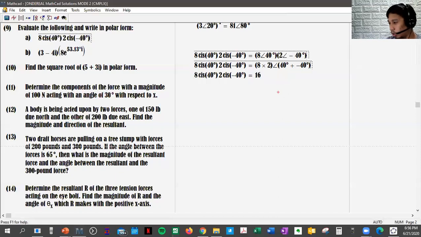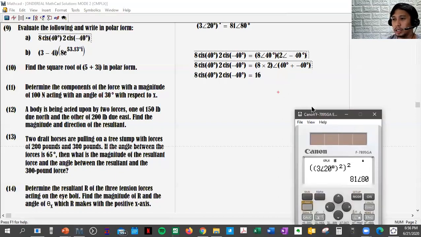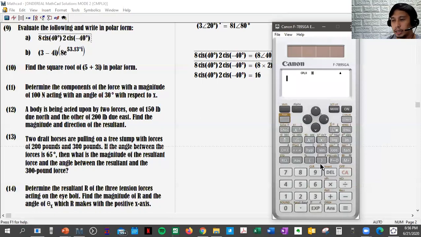Trying it in our calculator, in Canon calculator. So, evaluating that, make it 8 angle 40 times 2 angle negative 40. So, that should become 16.